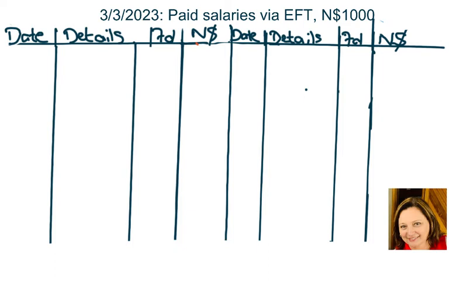Let us now look at a very simple entry in the general ledger. Now, I will read it aloud. On the 3rd of March, the business paid salary with an EFT. Immediately when you see the word EFT, you know that is the bank. So I will indicate this is my bank account. And I also have my other account, which is salaries. All right. There's my two accounts. Do I have an amount? I have my amount, which is 1,000, and I have my date.